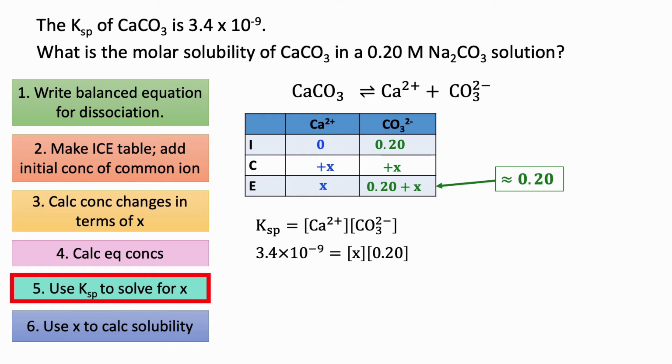We get 3.4 times 10 to the minus 9 equals X times 0.20. And it's fairly simple to solve for X here. Just divide both sides by 0.20. So we get X equals 1.7 times 10 to the minus 8 molar. This particular problem asks you to solve for molar solubility, so we're not going to do step 6, but you can imagine how we would use the molar mass of calcium carbonate to solve for that solubility if that's what the problem was asking for.